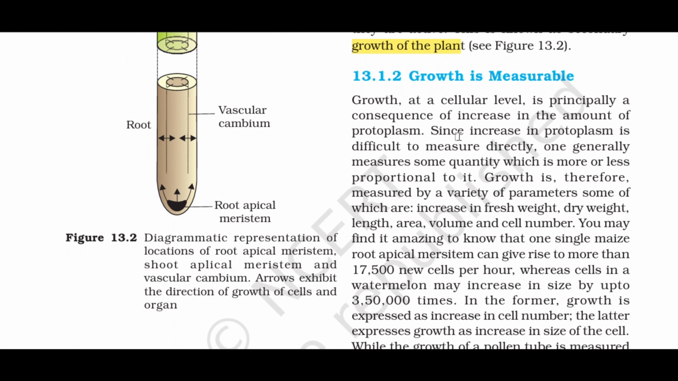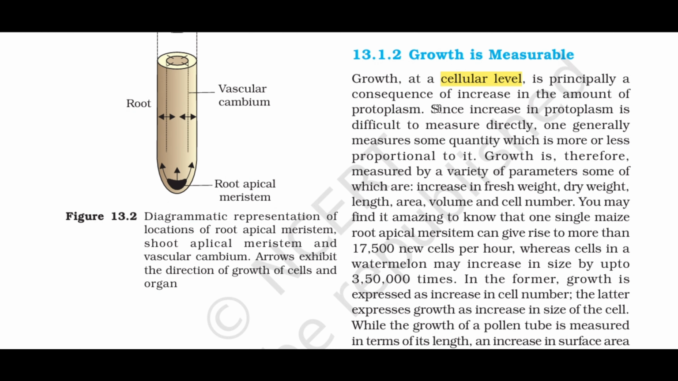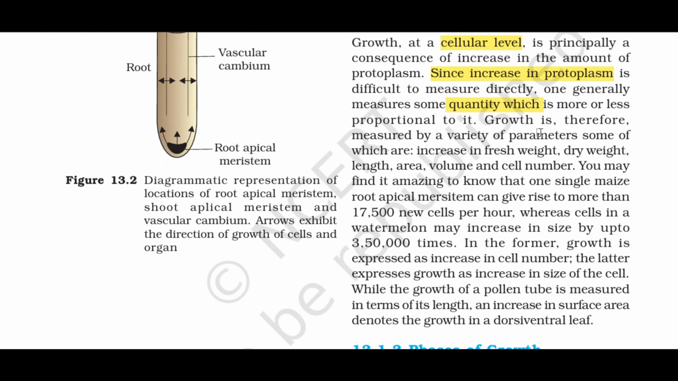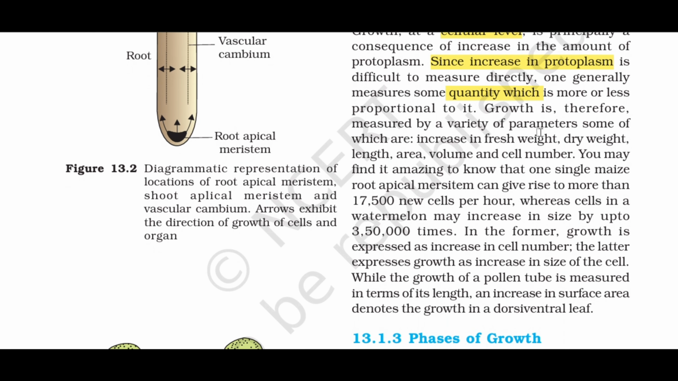Growth is measurable. Growth, at a cellular level, is principally a consequence of increase in the amount of protoplasm. Since increase in protoplasm is difficult to measure directly, one generally measures some quantity which is more or less proportional to it. Growth is, therefore, measured by a variety of parameters, some of which are increase in fresh weight, dry weight, length, area, volume and cell number.